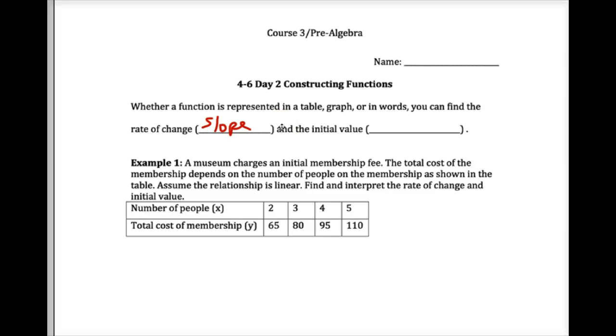All right. Whether the function is represented in words, you can always find that rate of change, which we know to be the slope, and the initial value, the y-intercept. Okay? The y-intercept, or b in a linear equation.